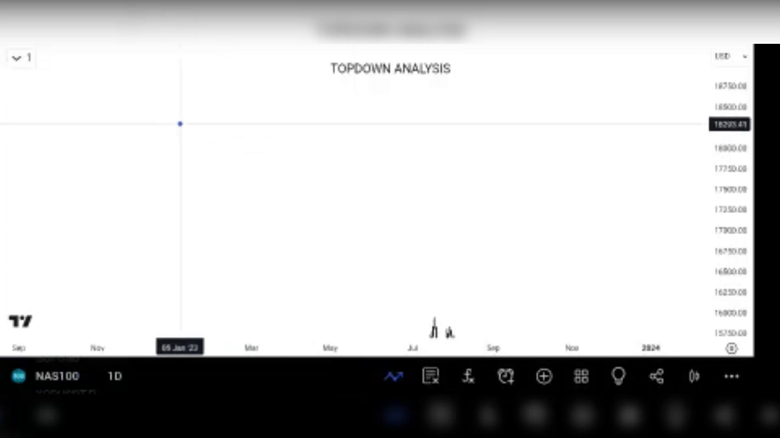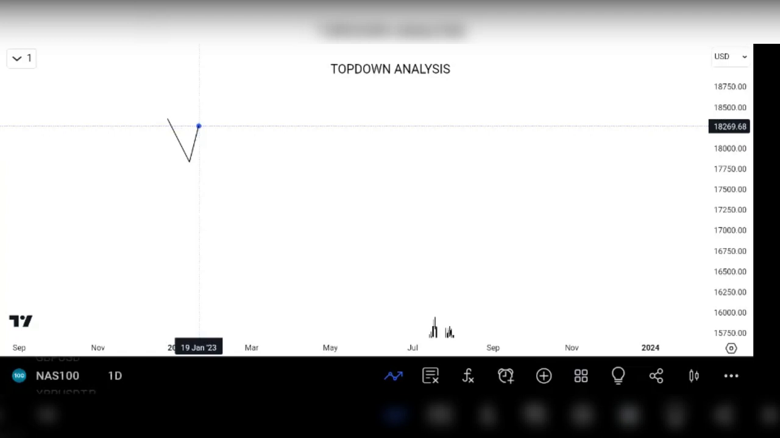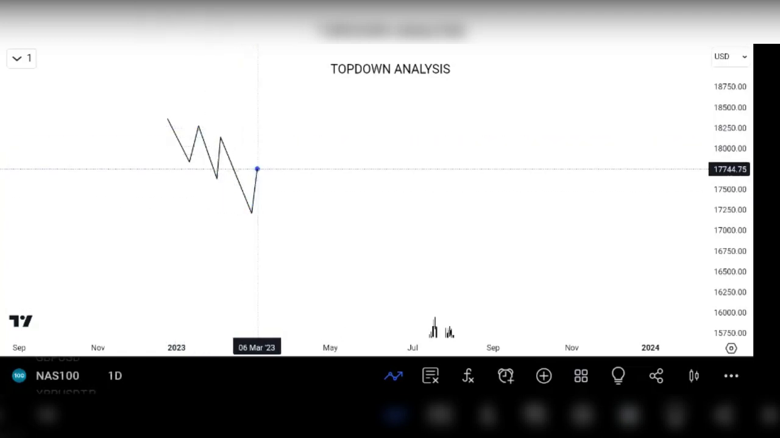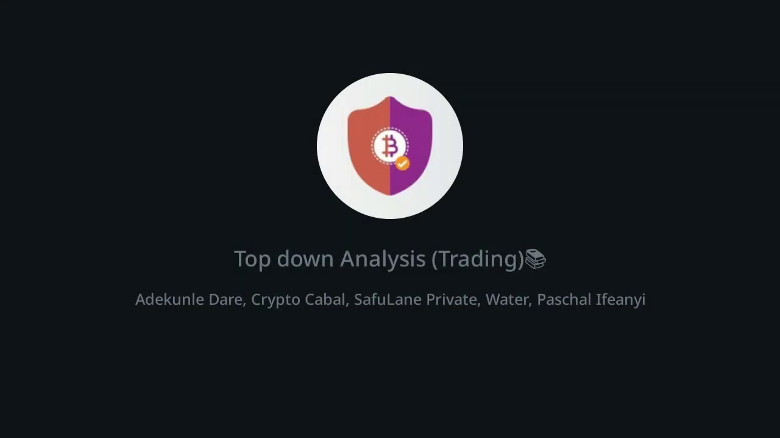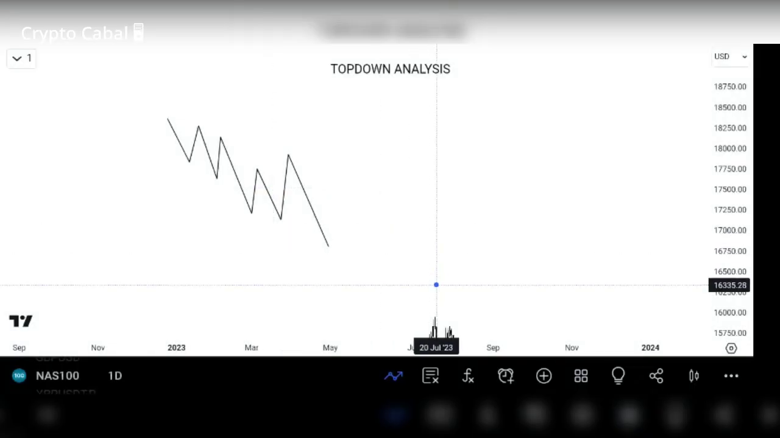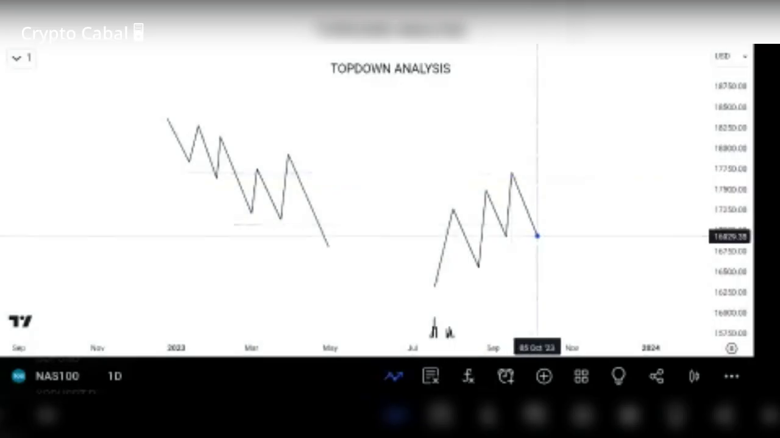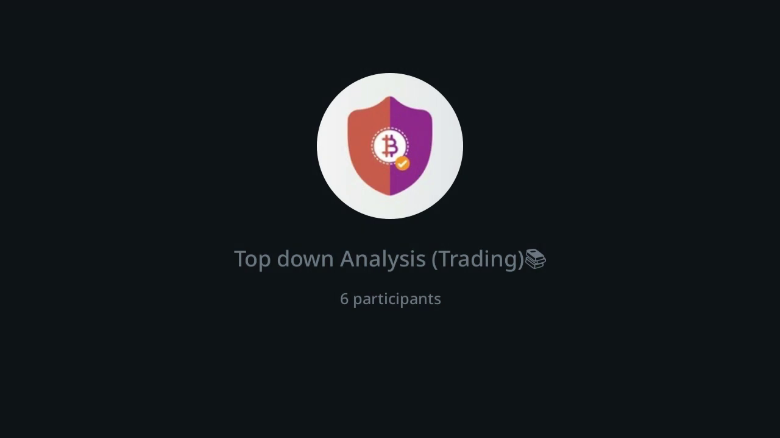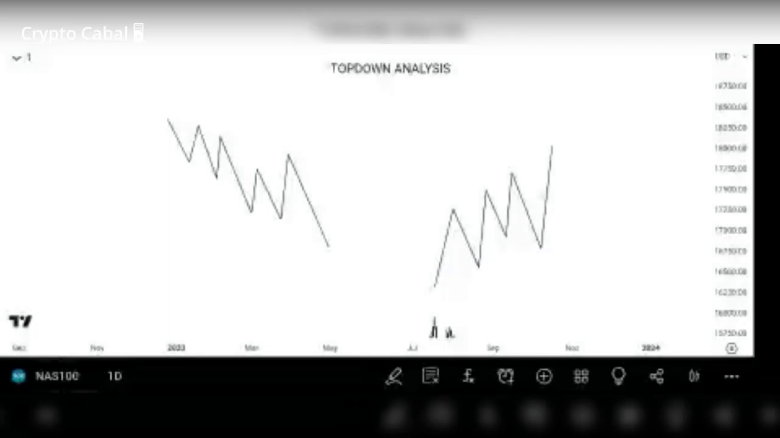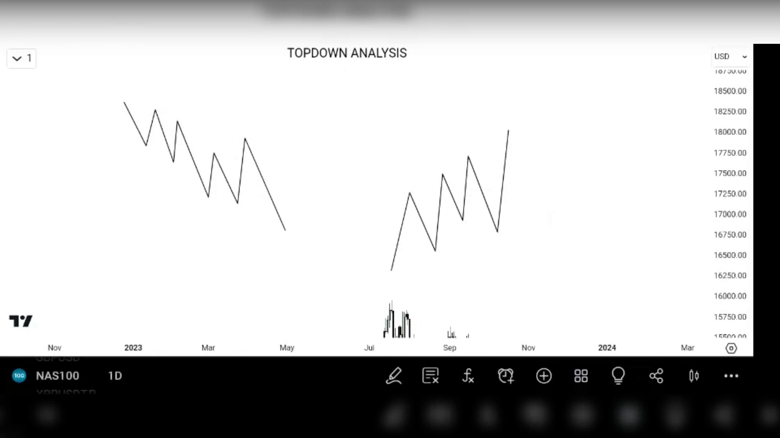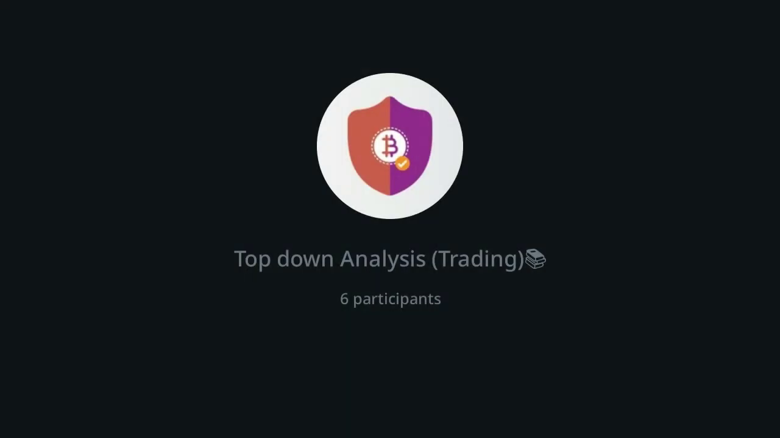Now remember we talked about market structure, and we said we have uptrend, which is the basic market structure. We have the uptrend, and we have the downtrend. This is the downtrend I just wrote here. Now when we have the uptrend, you can't just trade with this alone, because you don't know where to buy from, you don't know where to sell from, and you don't know what to do.